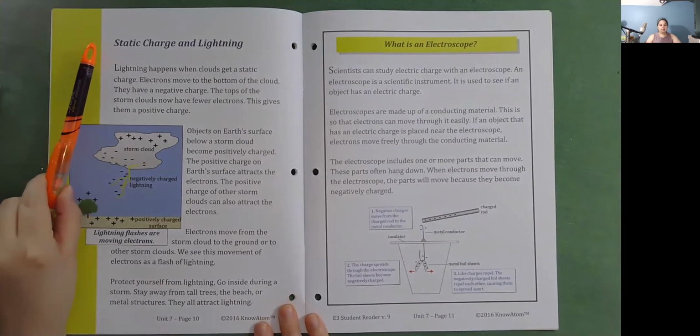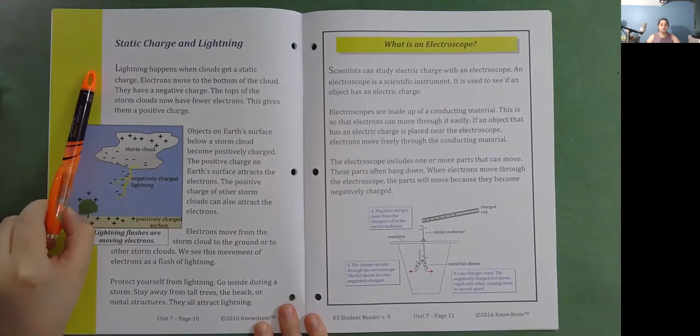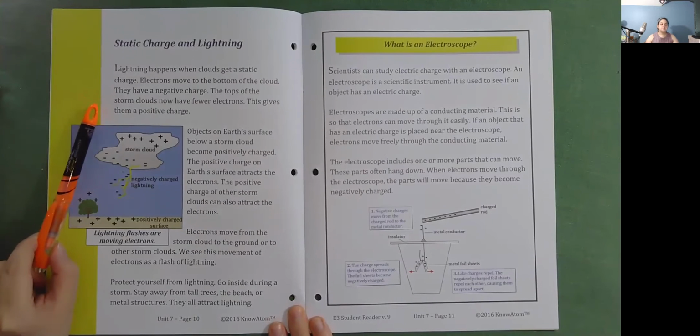Static charge and lightning. Lightning happens when clouds get a static charge. Electrons move to the bottom of the cloud. They have a negative charge. The tops of the storm clouds now have fewer electrons. This gives them a positive charge.